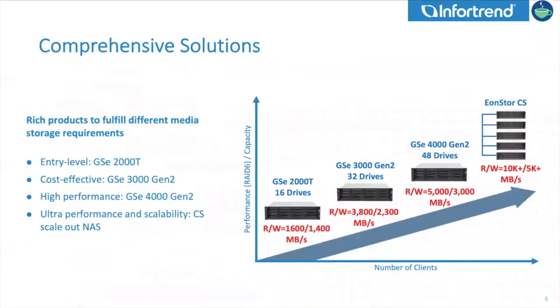In terms of the solution portfolio for the GS series, this graph gives you a snapshot of the GS 2000, 3000, 4000, and then the larger CS series. It is worth noting that the GS does start smaller. There is a desktop 5-bay and 8-bay available, GSe Pros, which aren't mentioned in this presentation, but if you have customers looking for a desktop option, then Infortrend also have that to offer, and all the features that we're going to talk about here are pretty much common across the whole product range.